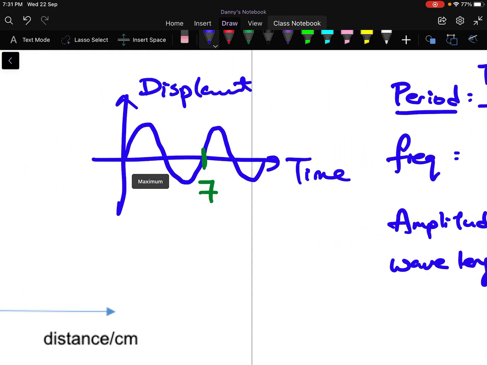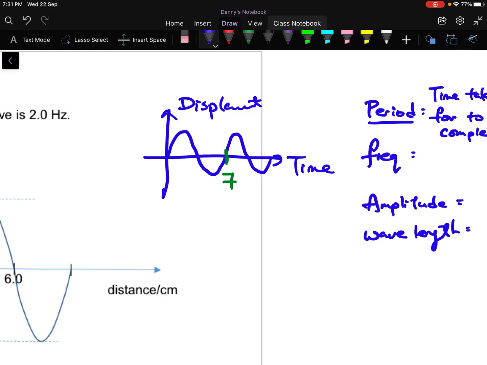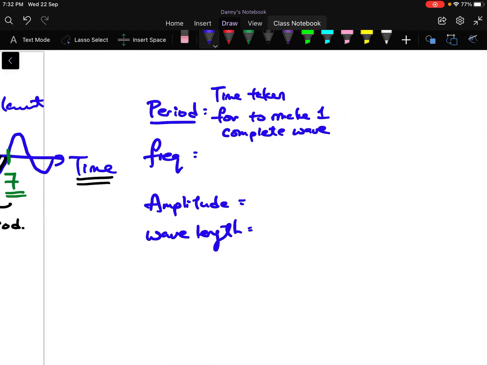So if you think about this, then what does this graph tell you? You can see that on the x-axis it is time, right? Can you see this is one complete wave, and so this number here tells you the time to make one complete wave. So in other words, this tells you the period of the wave. The next thing you need to know is, what is frequency?